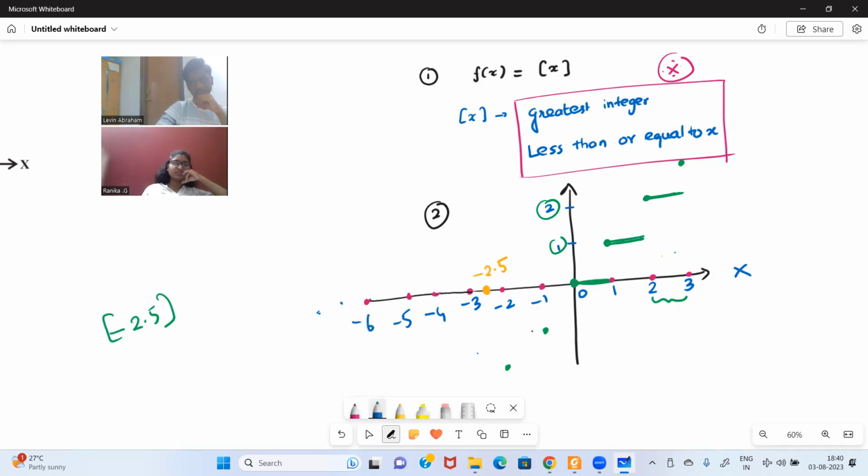Correct, Levin? So can you repeat? What are the integers which are less than minus 2.5? Minus 3, minus 4, minus 5, etc. Right? Among them, which is the greatest? Minus 3. So what's the answer for this question? Minus 3. Yes. So for minus 2.5, the greatest integer is minus 3.